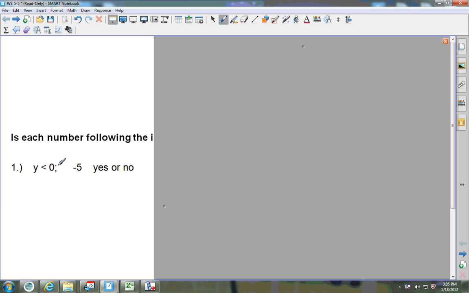It's saying, does negative 5 make this inequality true? So what you're going to do is take negative 5 and put it in here for y. So I have negative 5 less than 0. Is that true? Is negative 5 less than 0? Yes, it is true. So our answer is yes.